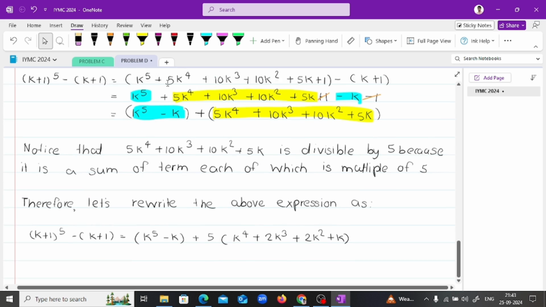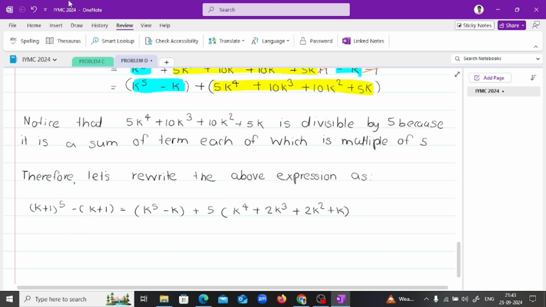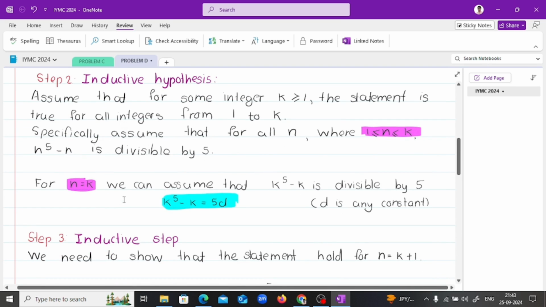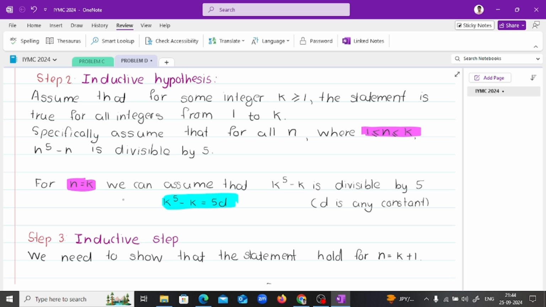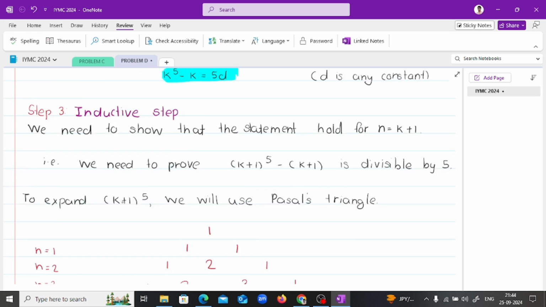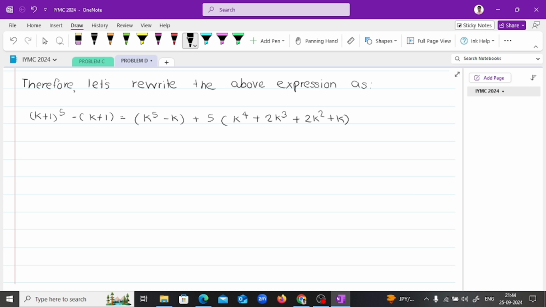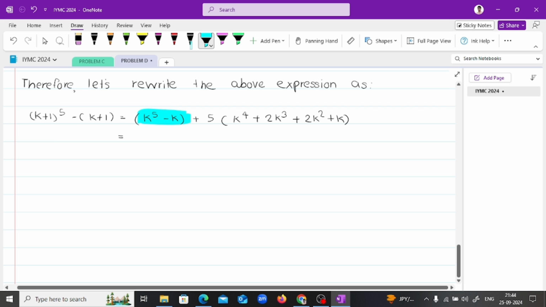Okay, and we already know that from the inductive hypothesis we have assumed that the statement holds good for all the values of n from 1 to k including k. So for n equal to k, we assume that k raised to 5 minus k is divisible by 5. So we assume that k raised to 5 minus k is equal to 5d, where d is any constant. So we will use this fact here. So I can write k raised to 5 minus k simply as 5d.